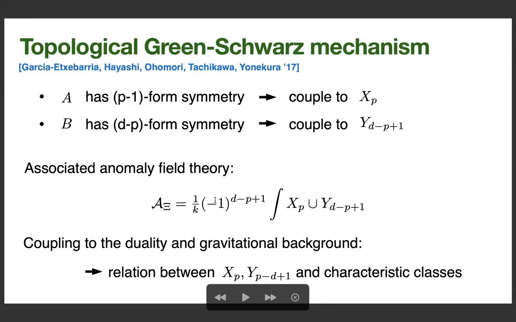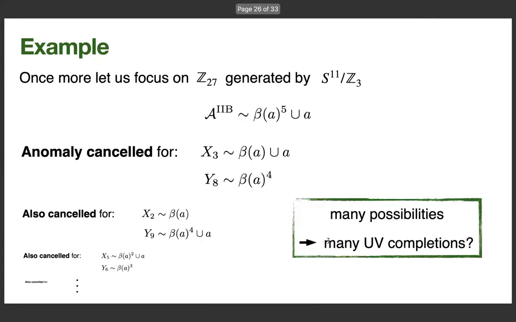Okay, so this will give you a phase, right? This is precisely what you need. And now you have to figure out the following. Can I associate these background fields for my higher form symmetries to the characteristic classes of my manifold and the duality bundle in such a way that the anomaly is canceled? Right? This gives you a relation of XP and Y(D minus P plus one) to these characteristic classes we studied before. And indeed, you can do so.